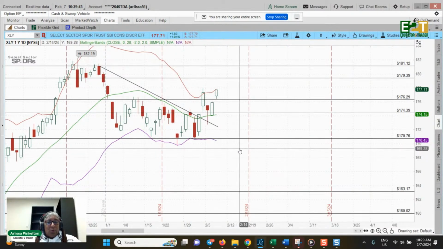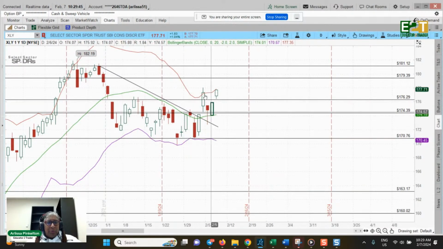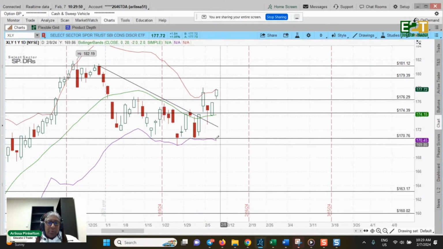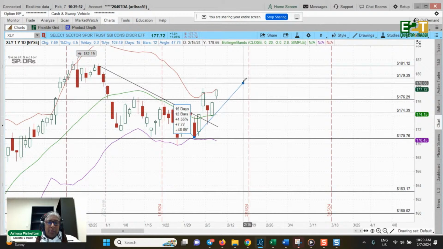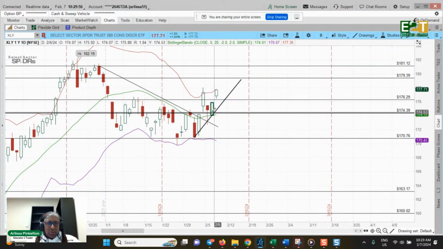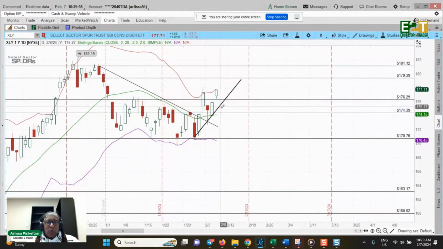This is XLY, which has kind of been trading in a zone, but it does seem to be going up now. If we started here and went up, it does seem to be, but it's got some support. Support is in 174. There's a gap in here.